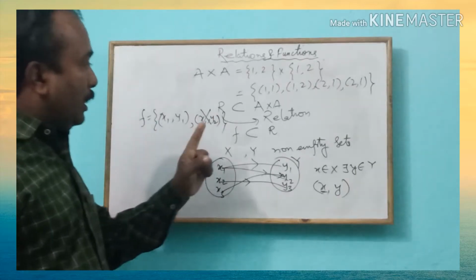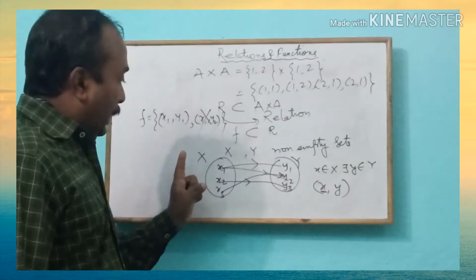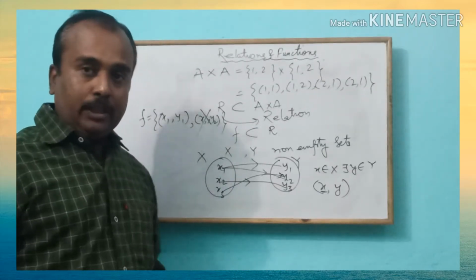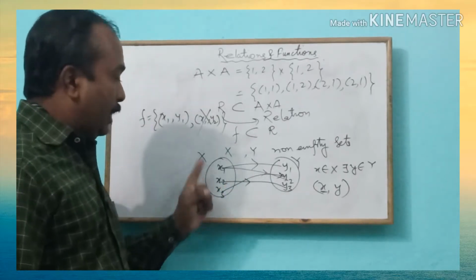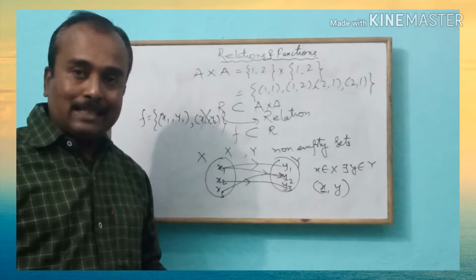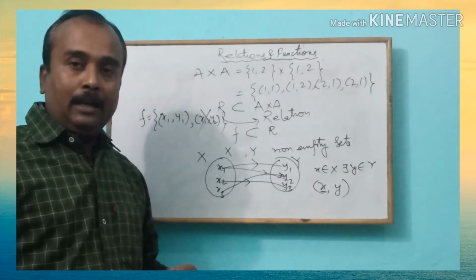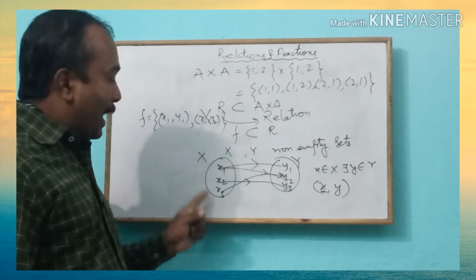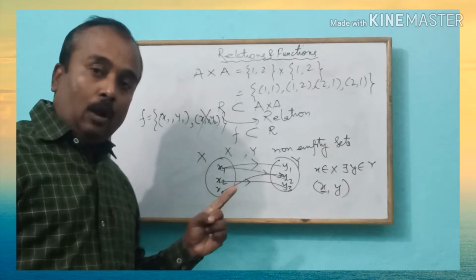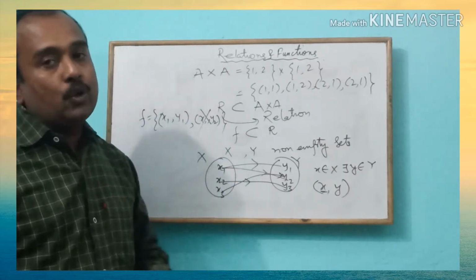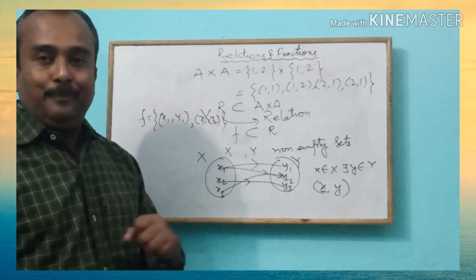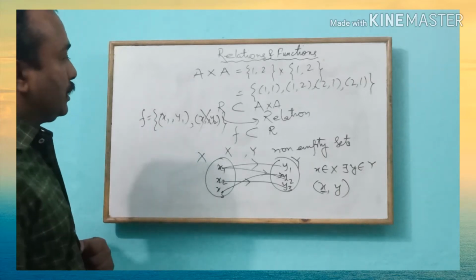So let me review. A relation is a function from X to Y if every element of X has a pair in Y and all the ordered pairs in the function do not have the same first component. This is the definition of a function.